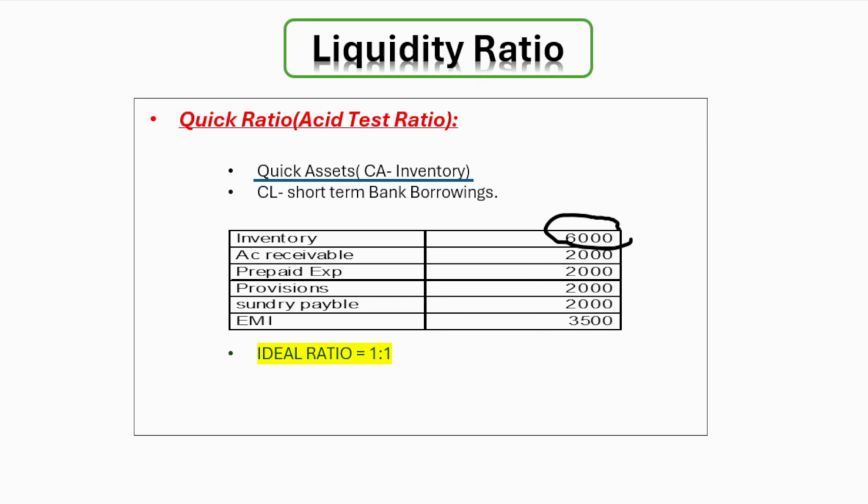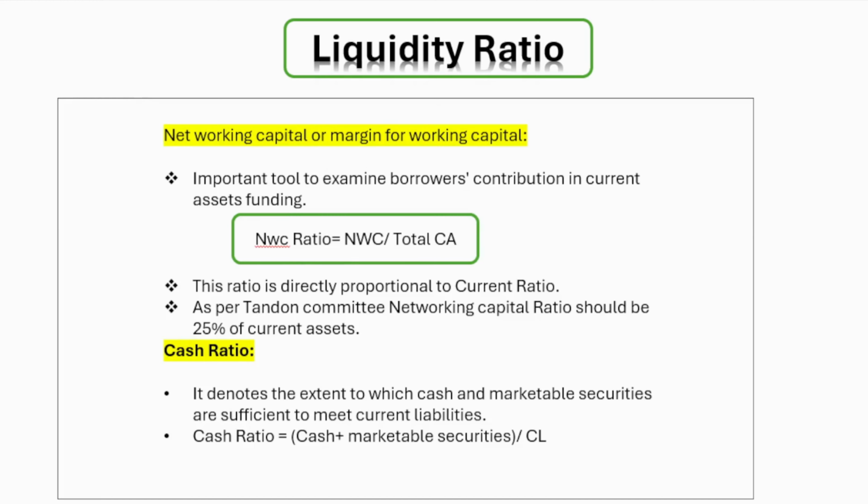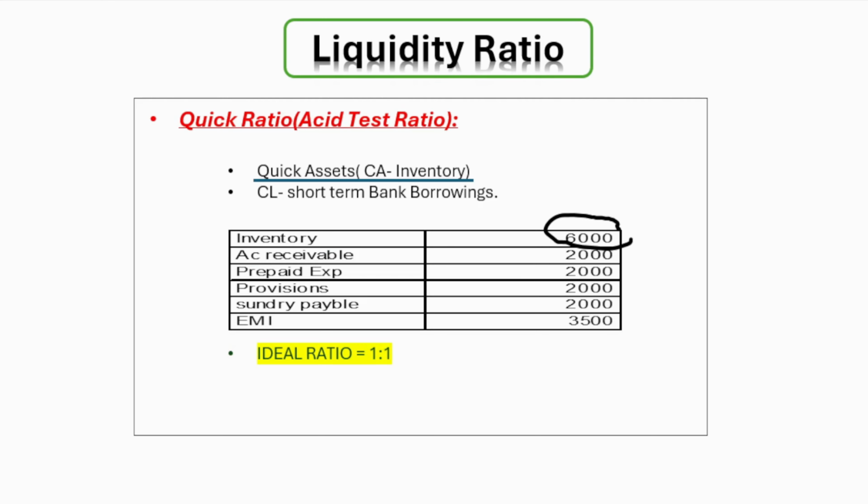So here, I already told you the inventory plays a crucial role. We can't say the inventory will be converted into cash within 1 month, 2 months, or 3 months, because the sales should be done. So that is why we exclude inventory to calculate the quick ratio. Also, in the current liability part, we exclude short-term bank borrowings, so that we can derive the quick ratio. Also we call it the acid test ratio. Got it? The ideal ratio is what? 1 is to 1 is the ideal ratio for quick ratio.